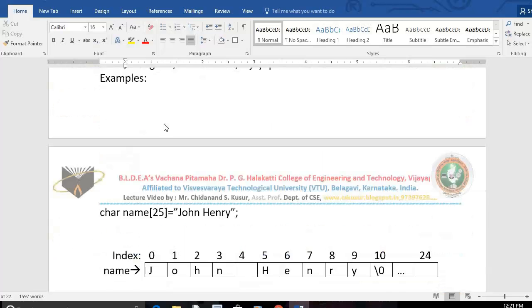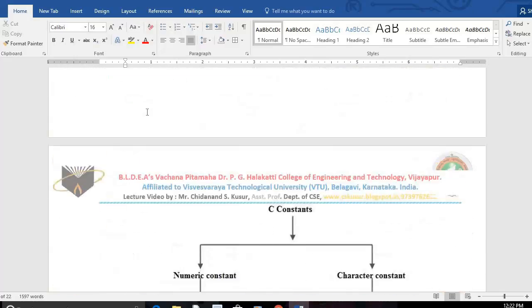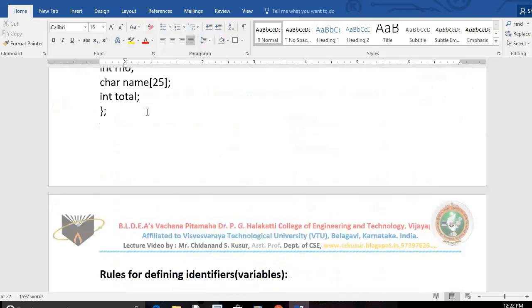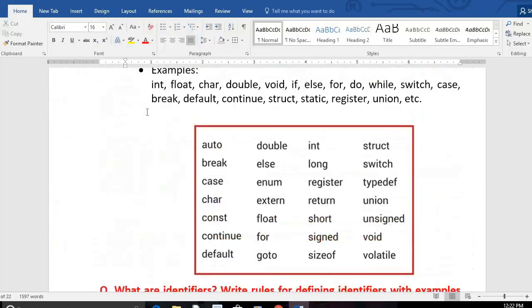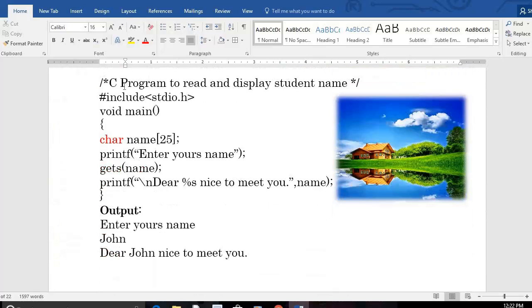Thank you. And then the next one is special symbols. Before studying operators, we discuss special symbols, C tokens. Look at any C program. In every C program, we find symbols. In every program, see here. This is a C program. C program to read and display a student name. Char name of 25 is a string variable or character array.